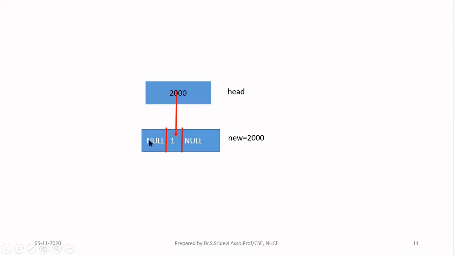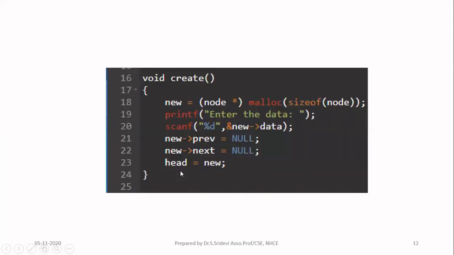It is not going to point to any other element. So store null in both the link fields. Then after storing null, you have to store the address of the new node in the head pointer. When you do that, automatically this link will be created. So these are all the steps we are going to do. Now let us see them one by one.